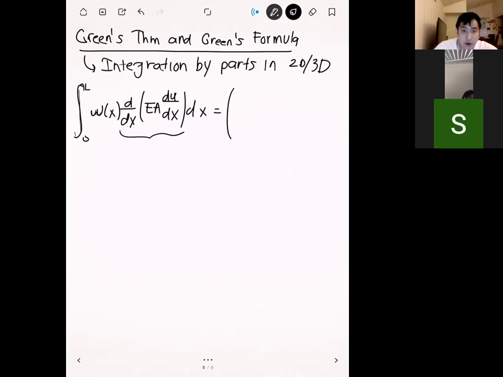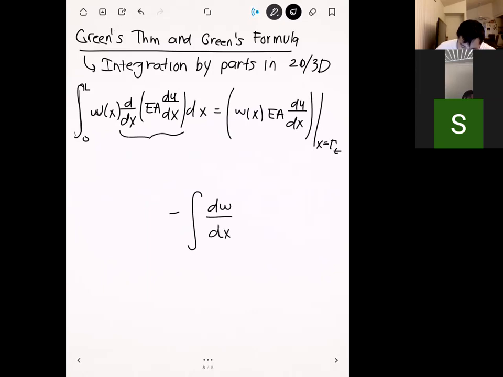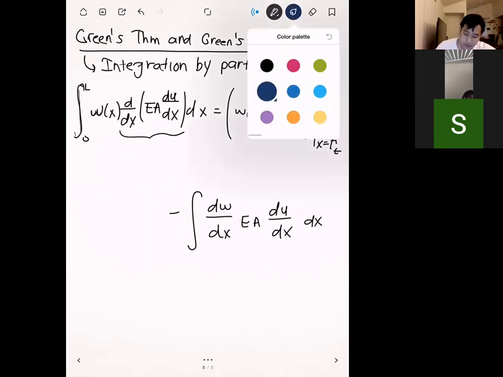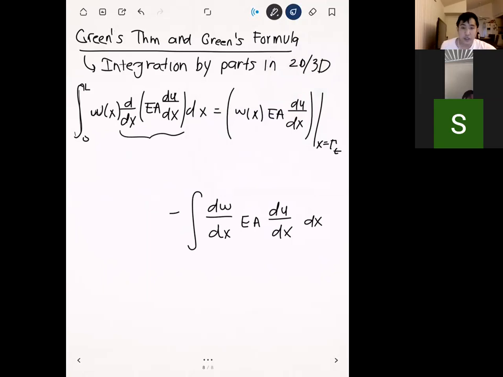By applying integration by parts, we get two terms. Our first term was w of x times EA du/dx, and this was evaluated at our Neumann boundary. Then from this, we subtract an additional term, which has our balanced derivatives. That additional term is the integral of dw/dx times EA du/dx dx. This was our integration by parts in one dimension.